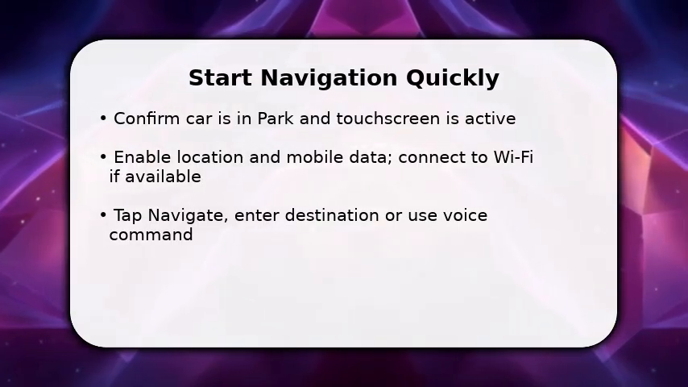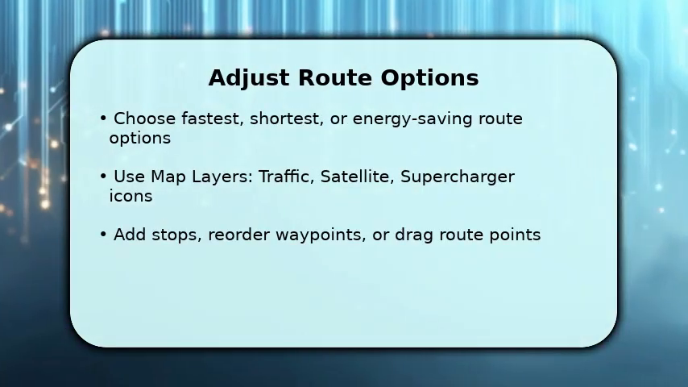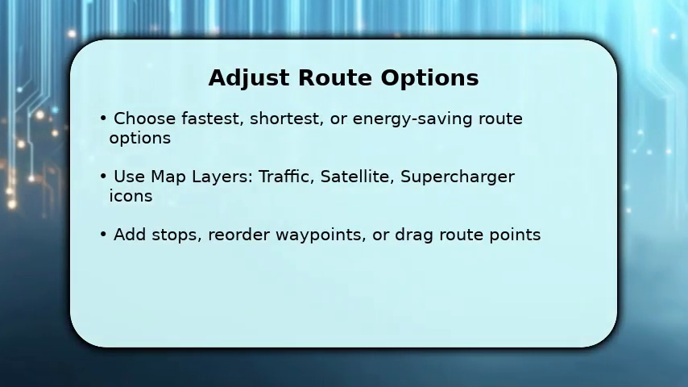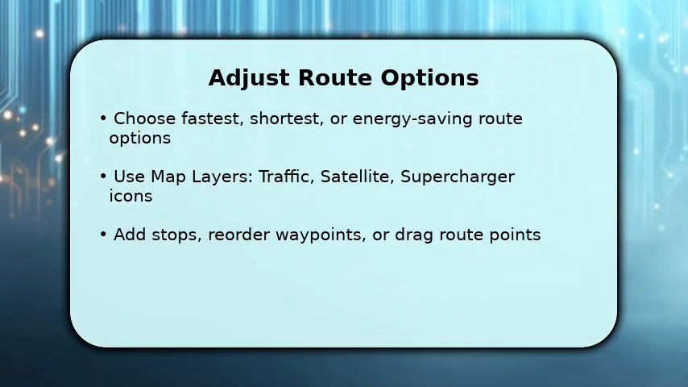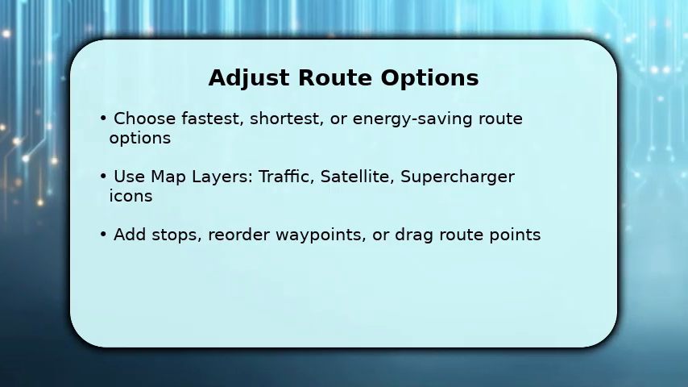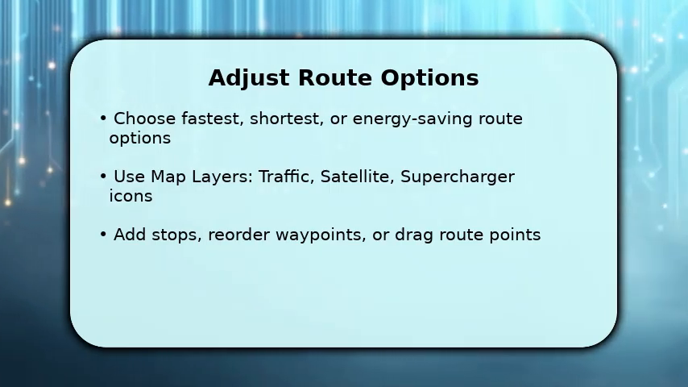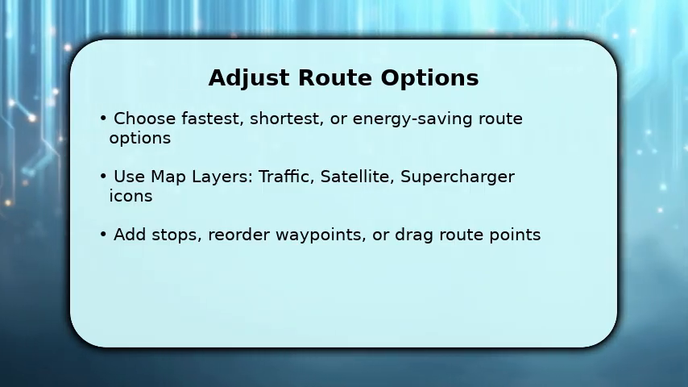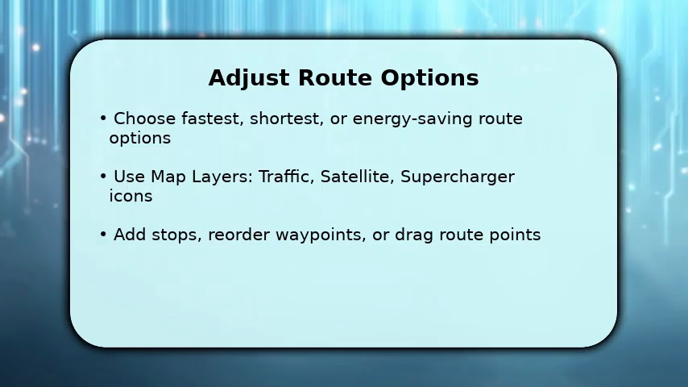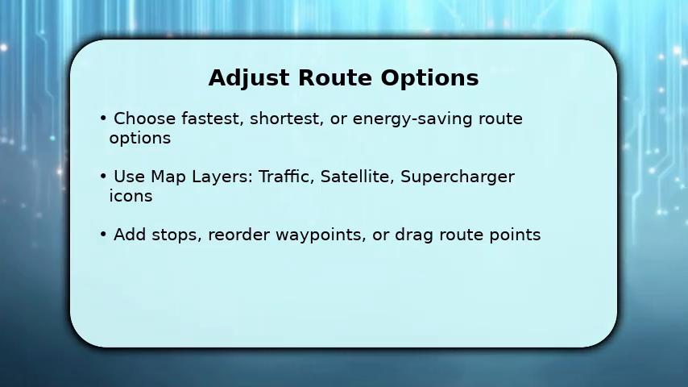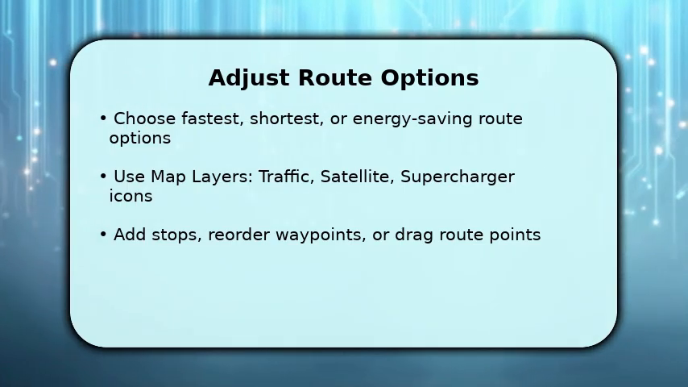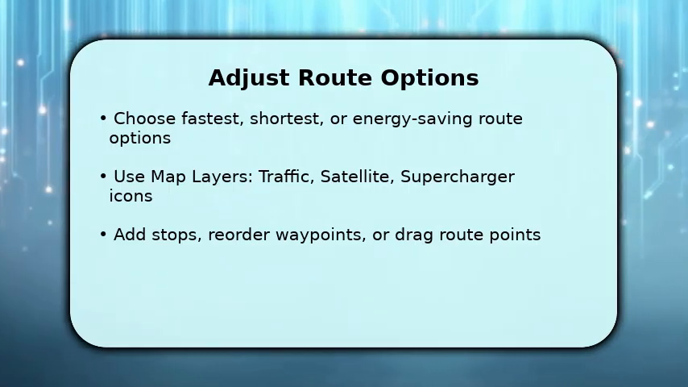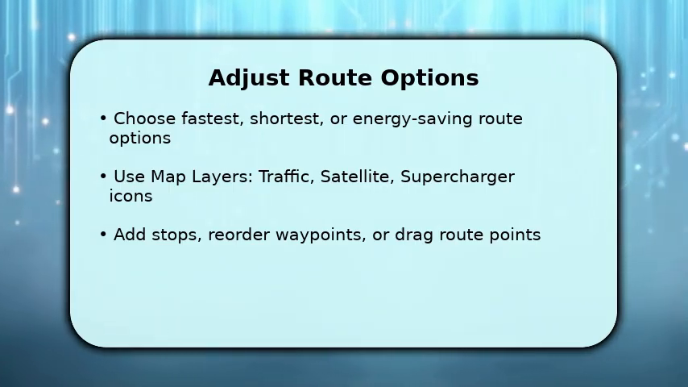After selecting a destination, you refine the route to match driving goals. Tap options to select fastest, shortest, or energy-saving routes and toggle avoidances like tolls if available. Open map layers to view live traffic, satellite imagery, and supercharger locations. This helps you plan charging stops. To add stops, press Add Stop, search each location, and reorder waypoints by dragging them or using the list. Once set, press Start to load.